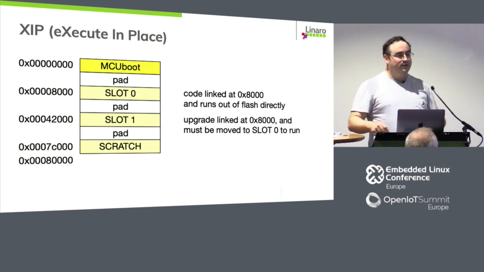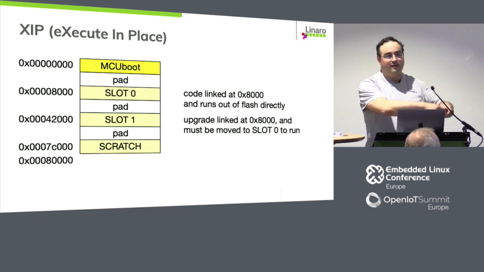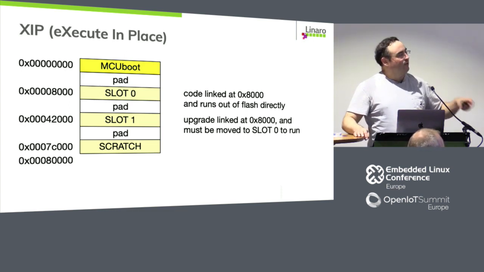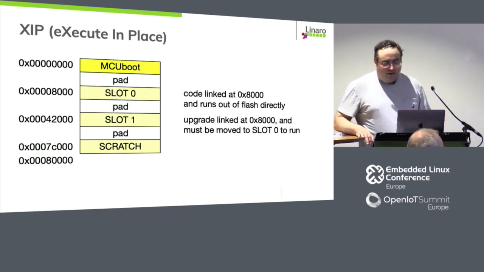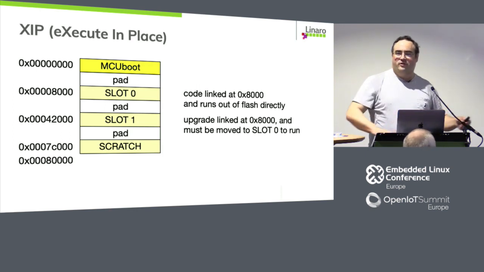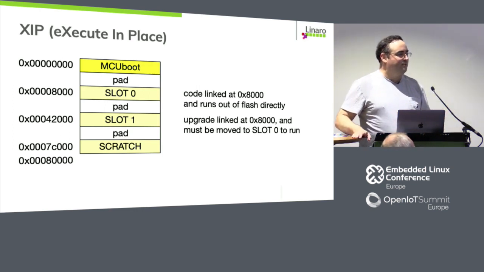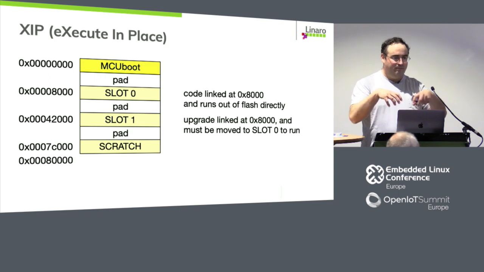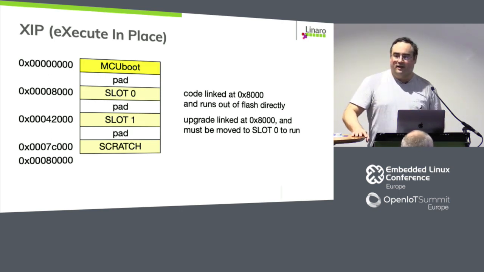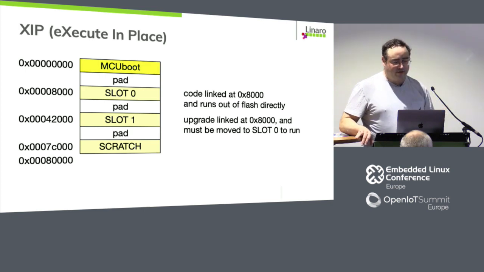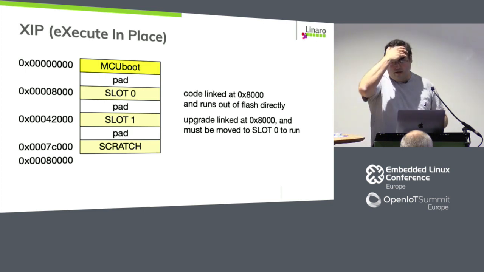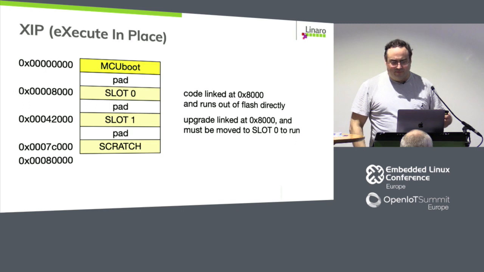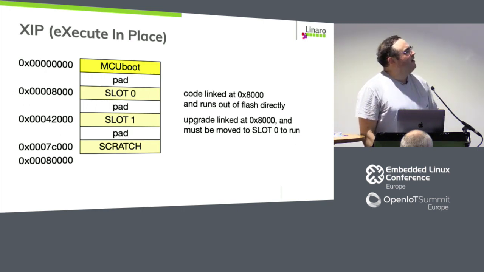And so in order to run it, the code actually has to be moved into slot 0 and doesn't run directly out of slot 1. This is by far the most common way these microcontrollers are set up. Generally, the flash is actually built onto the chip, and there's not that much RAM. There usually is much less RAM than there is flash.